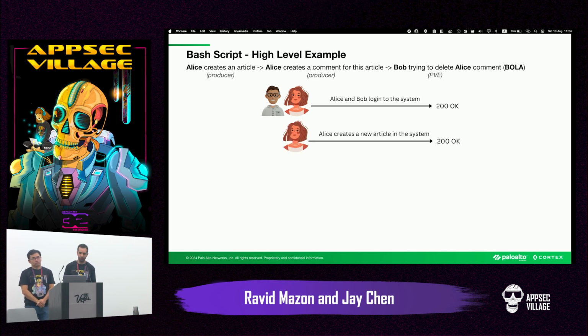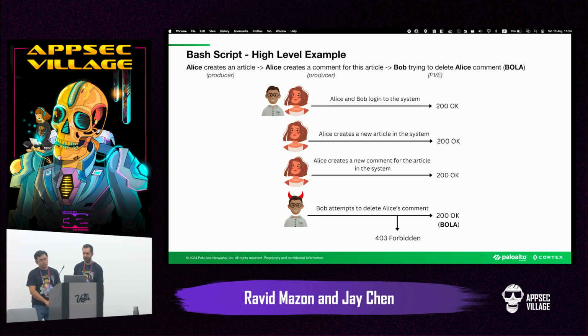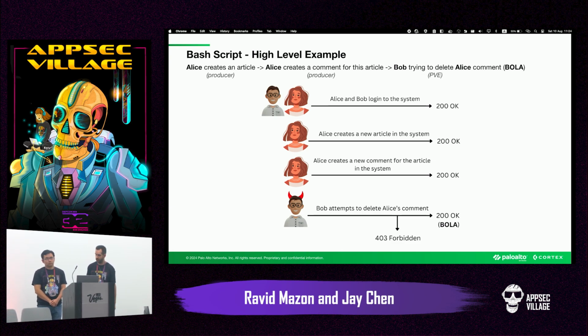Alice will create a new article in the system. We will save the article title. We will do the same with the comment. So Alice will create a comment. We will save the comment ID. And finally, the PVE, the malicious Bob, will attempt to delete Alice's comment. And this scenario can have 2 results. If it is successful, we will have a potential BOLA for this endpoint. Or if the application can defend against the BOLA, it will be forbidden.